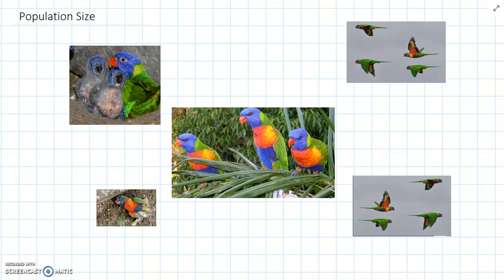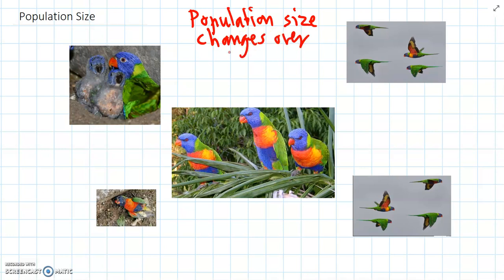And we found that there are 4 main things that affect the size of populations. So, population size changes over time.